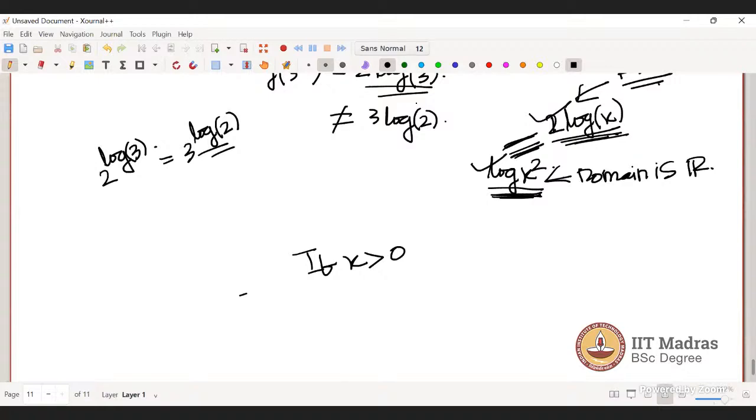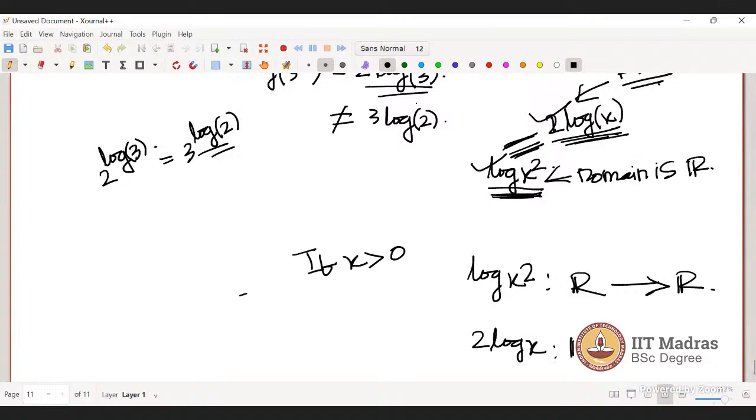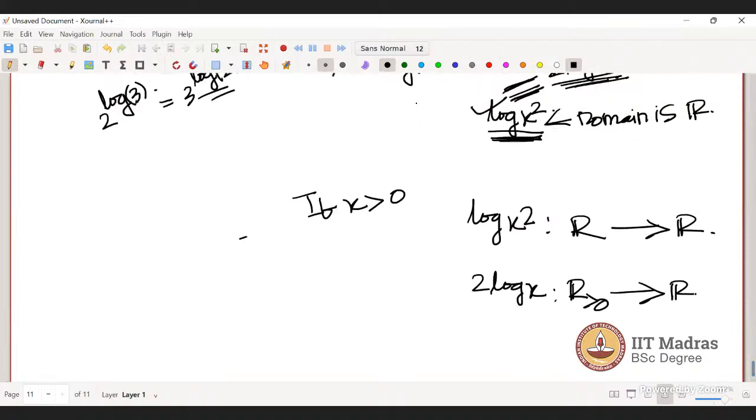Yes, they match on all the positive real numbers, but this log x square is a map from R to R, right? Yes. But this 2 log x is not a map from R to R. It's a map from R positive to R. So when the domains of these two functions are different, obviously you will get two different graphs, right? Yes. So they are different as functions. Okay, so certainly they will have two different graphs.